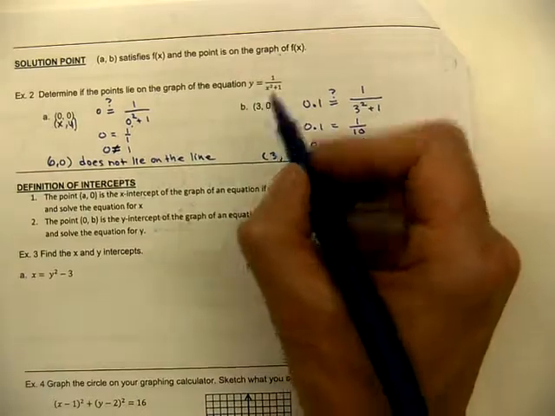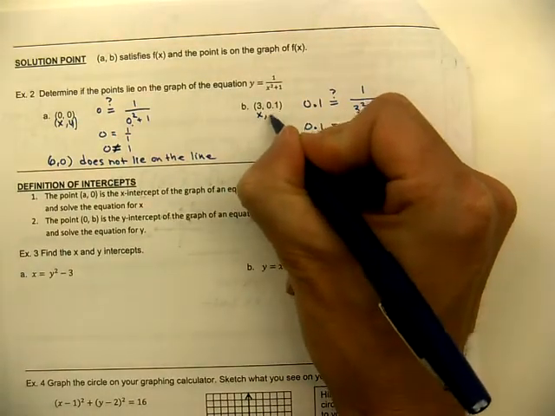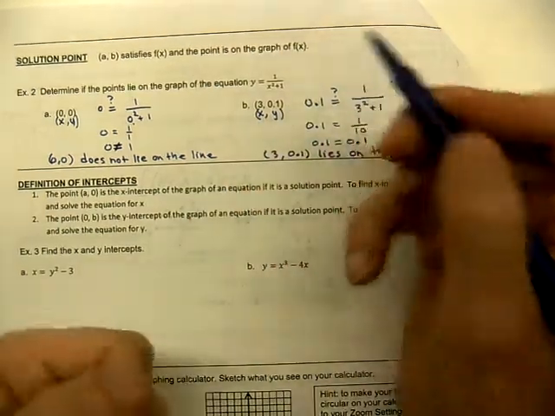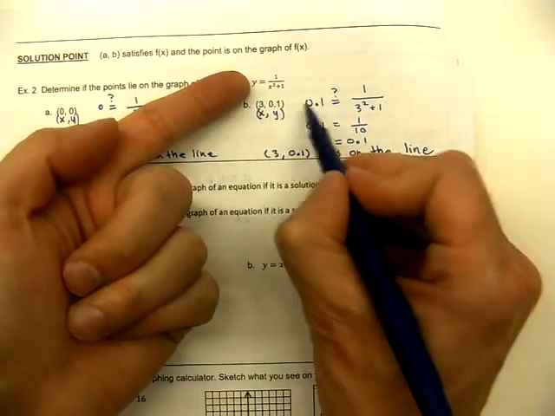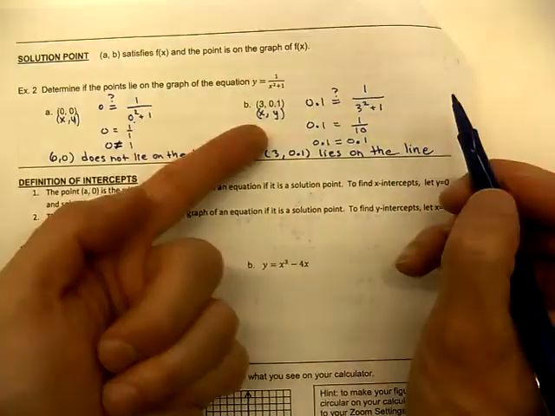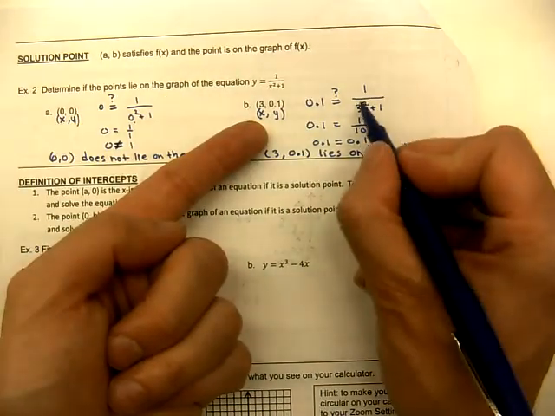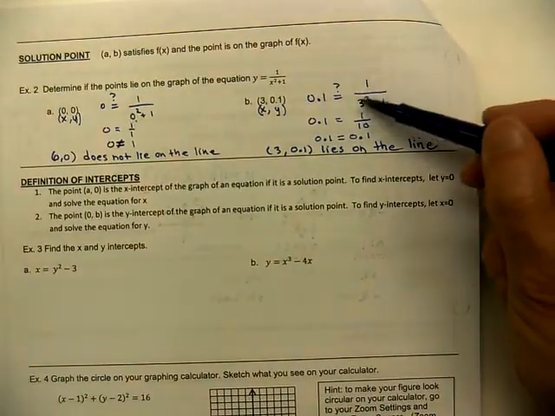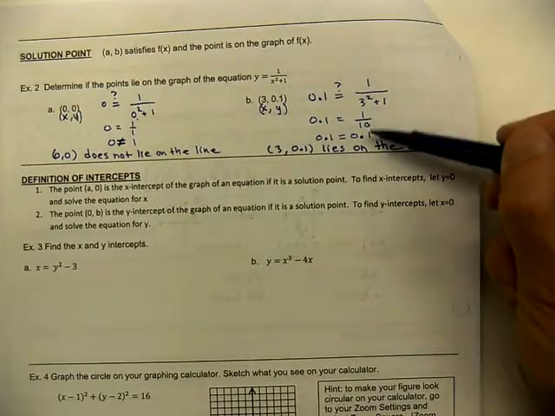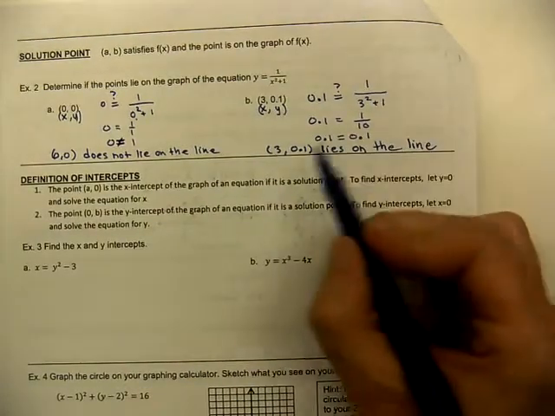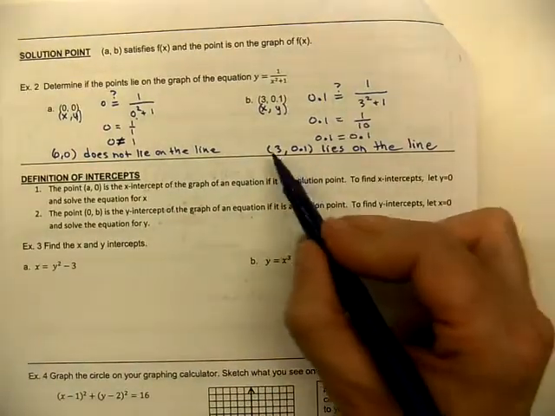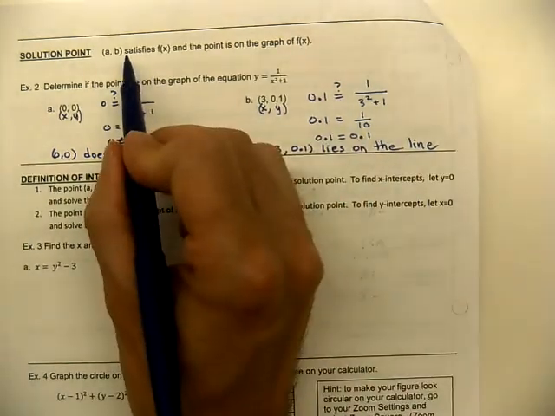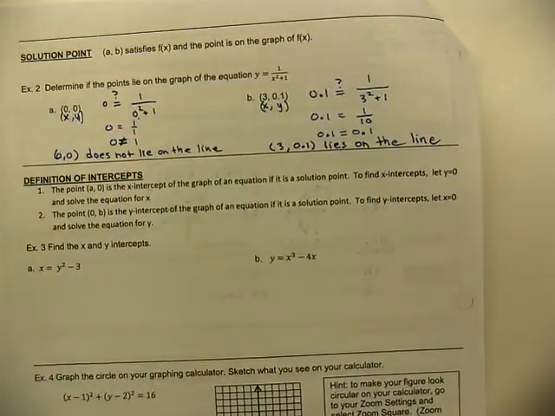Here's another example. Here's your x coordinate of 3 and your y coordinate of 0.1, 1/10. In place of y, I'm substituting in the 0.1, that's what you see on the left, and in place of x, substituting in the 3 on the right-hand side. Then we simplify. We get 1 over 3 squared, which is 9. 9 plus 1 is 10. So 1/10 is the same as 0.1. Yeah, that checks out. That means if we were to graph the function and plot the point, it will be found to lie on the line. So it is a solution point. It does satisfy the function.